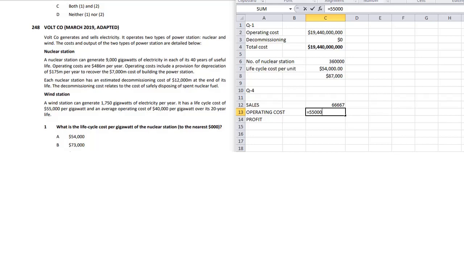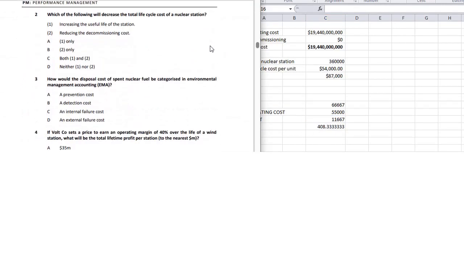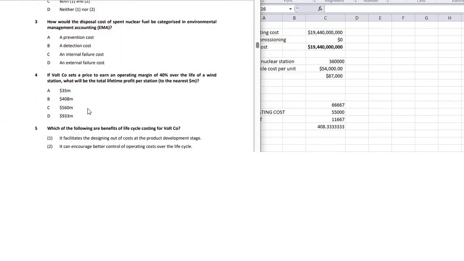So this is per gigawatt. The difference between the two is the profit, but this is for 1 gigawatt. And how many gigawatts of electricity have been generated? It's 1750, and it's for 1 year, so we need to multiply it by 20. Overall the profit is this amount, and if we convert it into millions, we get the profit answer: 408. You can find this in the options.